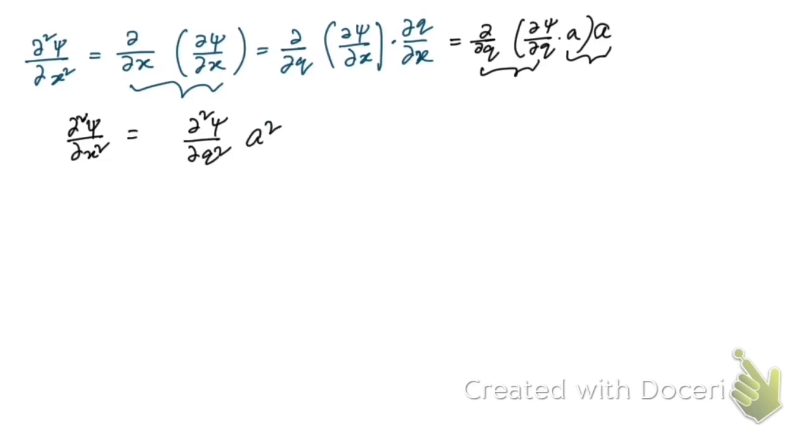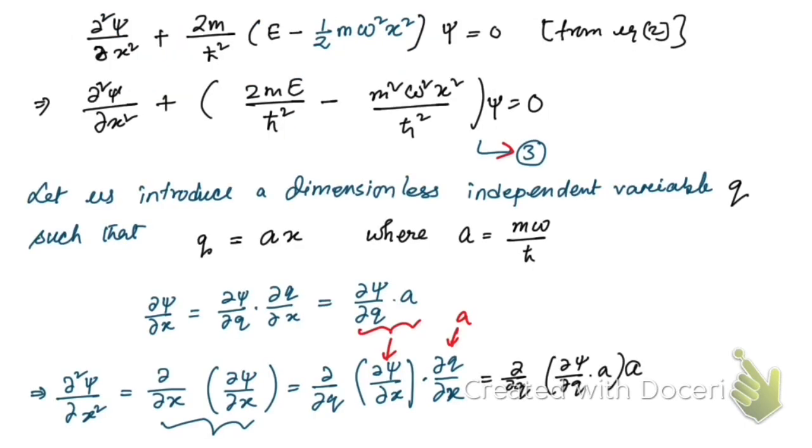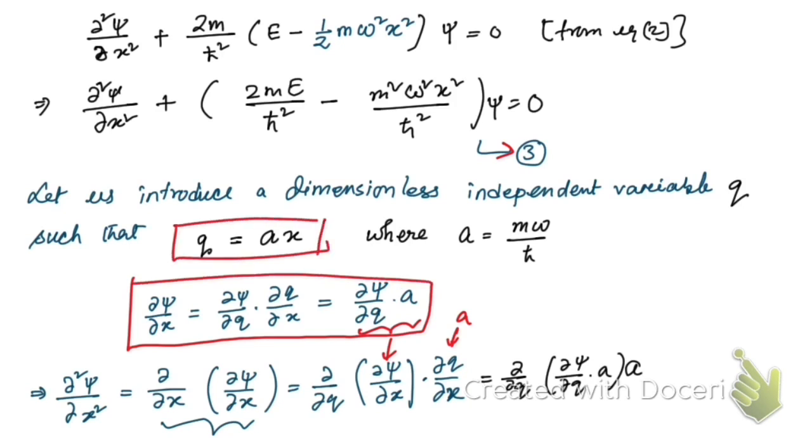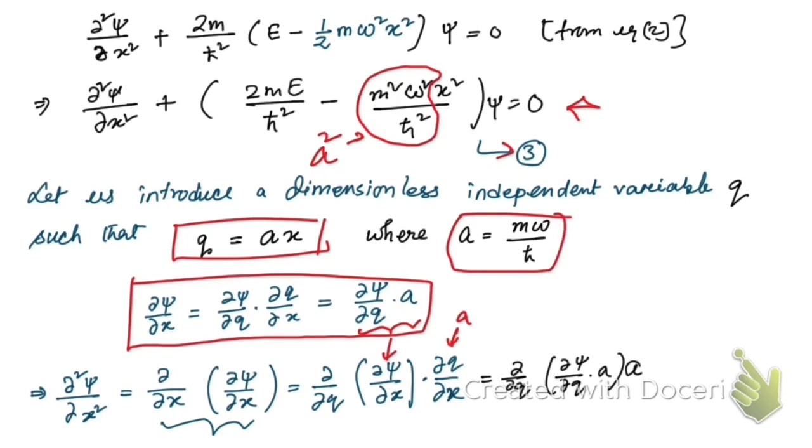Okay, so now let us use this result and this result as well, del psi by del x and this one as well, in equation number 3. So then here you see this part is going to be replaced by a square, because a is equal to this one. Okay, a square, then a square x square will be replaced by q square, right? So hope you have understood this.